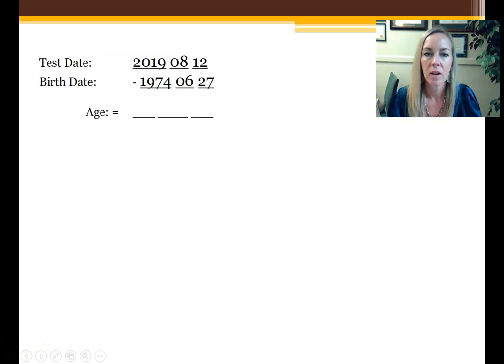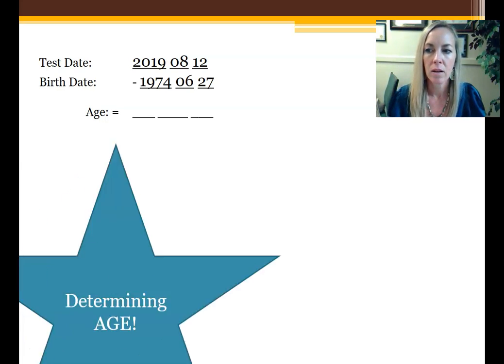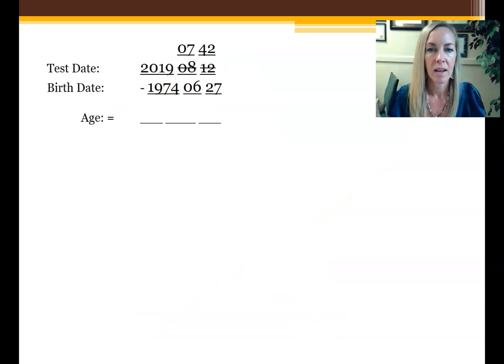Okay, so here we have this test date, if it were today, and then the year, month, and day of my birthday. But if we have 12, we can't subtract 27, and we're not working on a base of 10. If we borrow a month and make that 7, how many days will we retrieve from 1 month? 30. So we have to add 30 to 12 and get 42, and we take 1 month away. So if we subtract 6, we can do that.